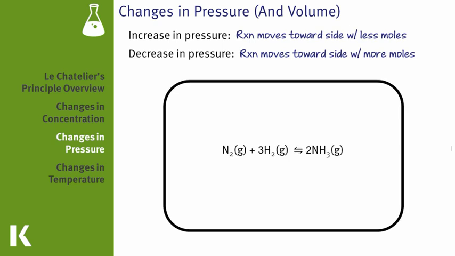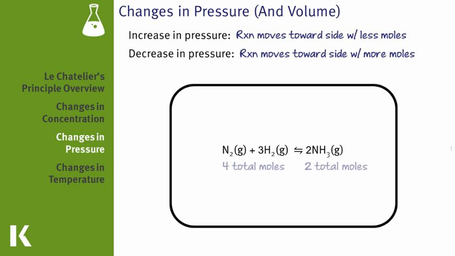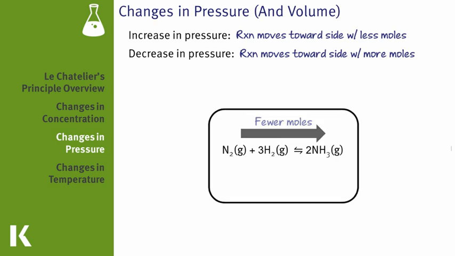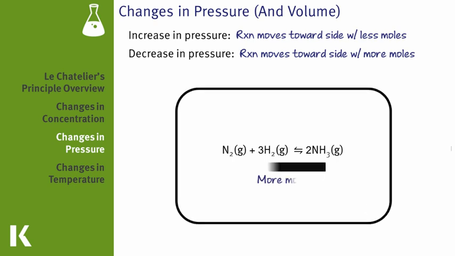Let's look at the chemical reaction that forms ammonia gas. On the reactant side there are 4 moles of gas, whereas on the product side there are only 2 moles of gas. If we were to decrease the volume of the vessel, thereby increasing the pressure on the system, the reaction would shift so that more product was formed and there were fewer moles of gas present in the reaction. If we were to increase the volume of the vessel and therefore decrease the pressure on the system, the reaction would shift so that equilibrium favored the formation of more reactants since there are more molecules of gas on that side.